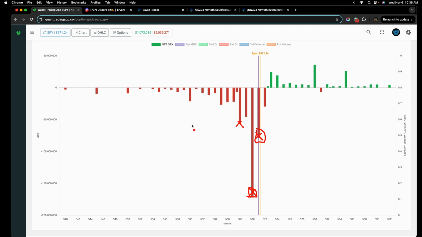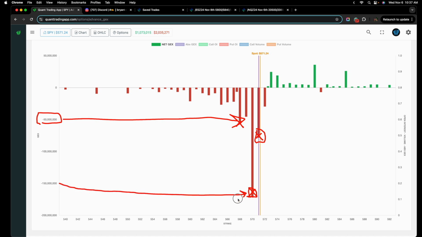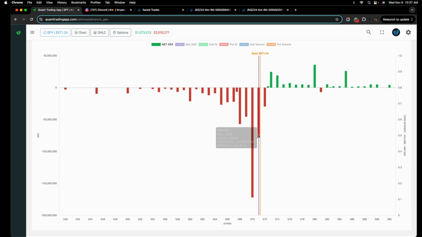The amount of gamma exposure to be exact is over here, but that number is irrelevant to me. So this is negative 50 million gamma. This is over negative 150 million. This is about negative 75 million or so. The exact number, if we hover over it here, we can see is negative 78.5 million. This is negative 172 million. And then this is negative 57 million net GEX. The exact number is irrelevant to me.